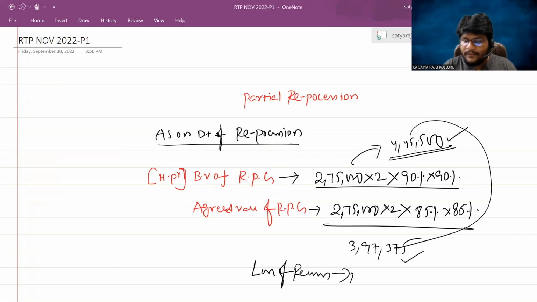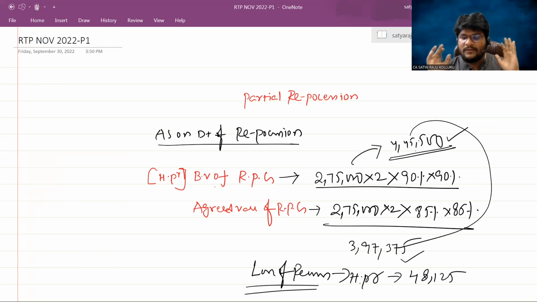The difference of book value and the sale value is the loss of repossession to whom? Hire purchaser. How much is the difference? 4,45,500 minus 3,97,375. The difference is 48,125, which is the loss of repossession. If this concept is there in your mind, then all the remaining is simple cut, copy, paste.